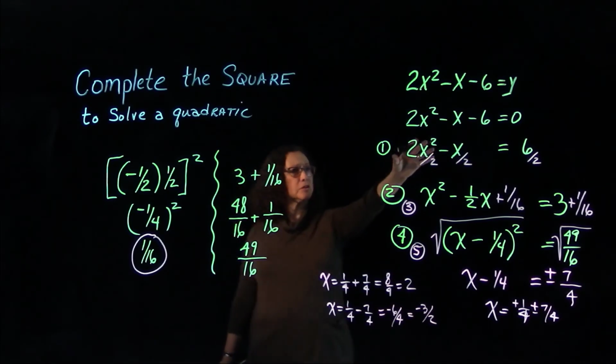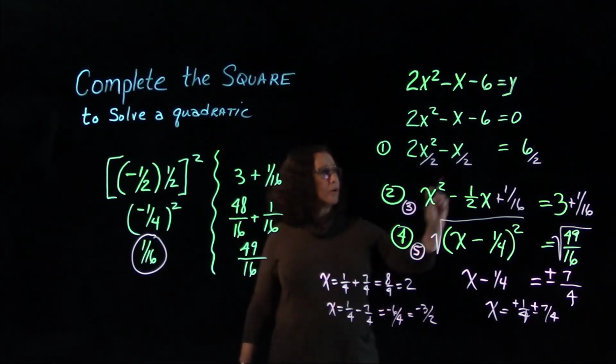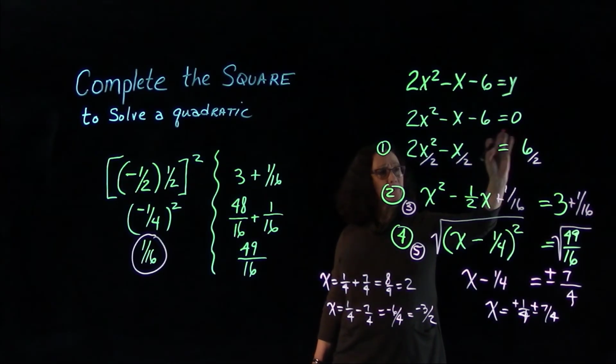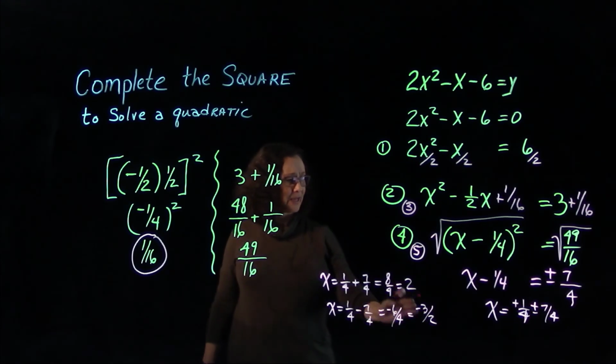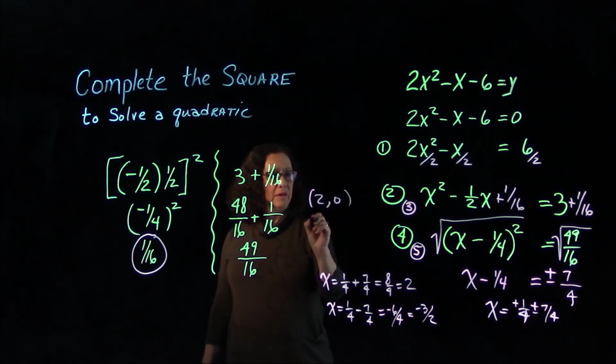So the solution to the original equation that we started with, where we're looking for the y values of 0, what are the x values that make this true? We are given the x values of 2 and of negative 3/2.